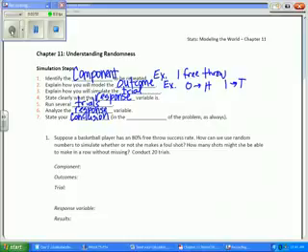Okay, so then we'll state our conclusion. What did I put there? That happened in the trials or the results of the problem, okay?